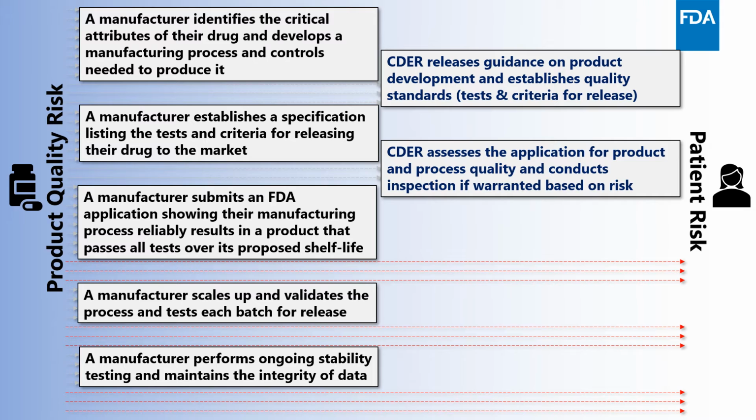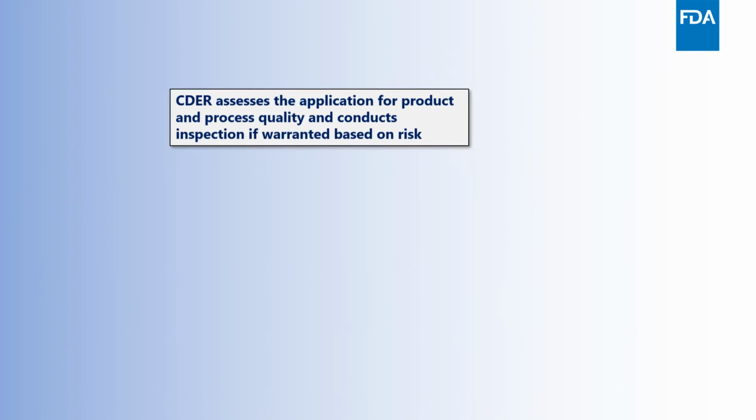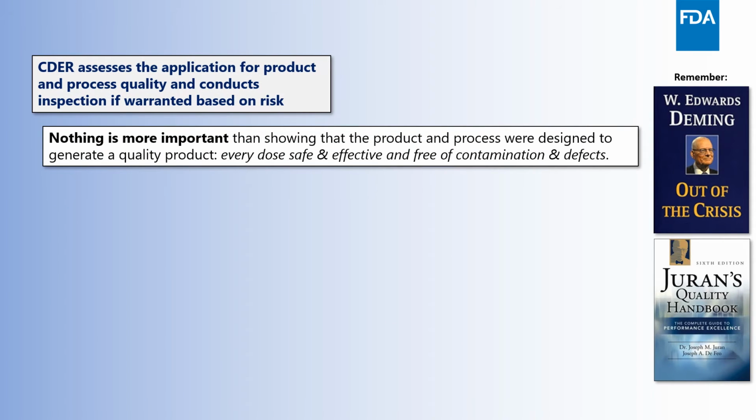After receiving an application, CEDAR assesses the application for product and process quality and conducts an inspection if one is warranted based on risk. At this point, let's remember the lesson of the quality management scholars. Nothing is more important than showing that the product and the process were designed to generate a quality product, one that is safe, effective, and free of contamination and defects in every dose.